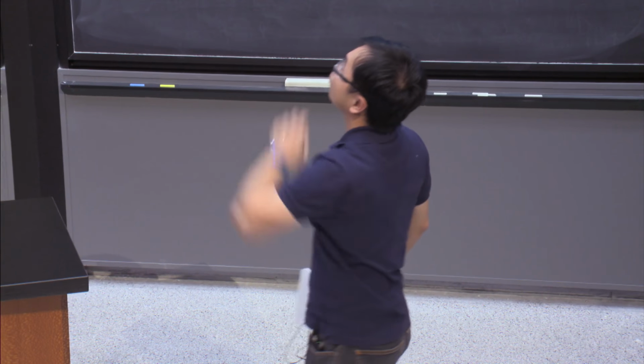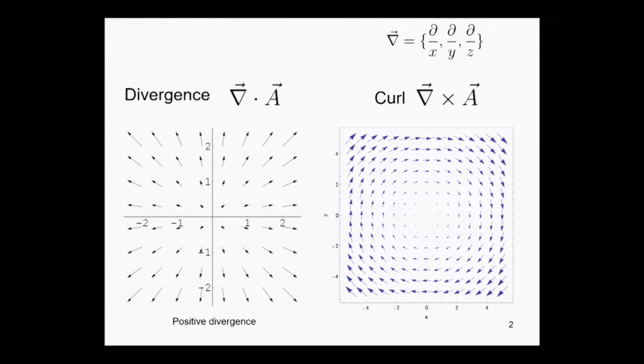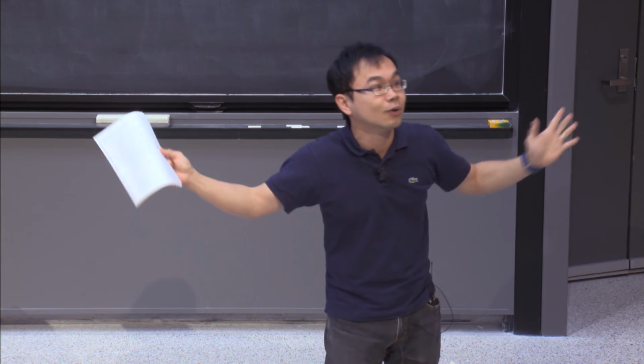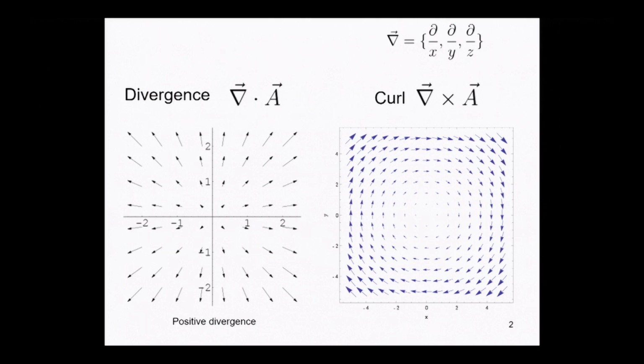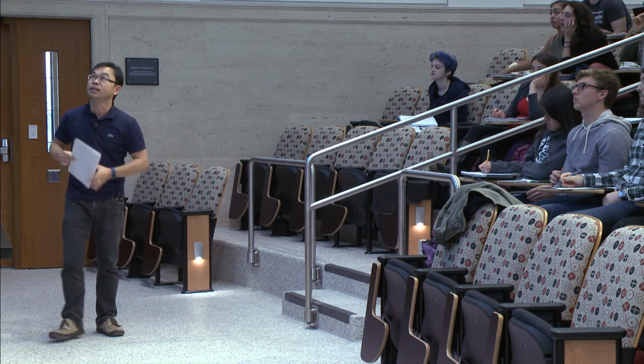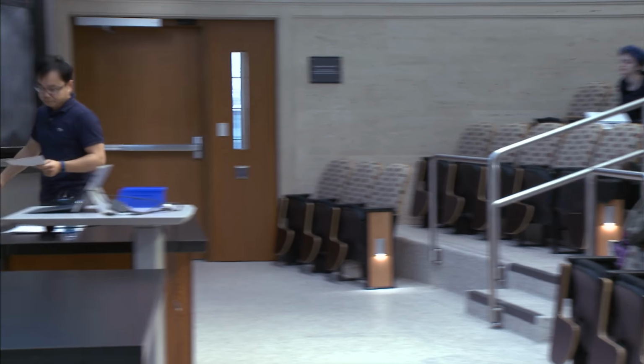Then if I evaluate the divergence, you see that it looks like something is really spreading out from the center of that graph, and that will give you positive divergence, okay? So that's the physical meaning of this formula.